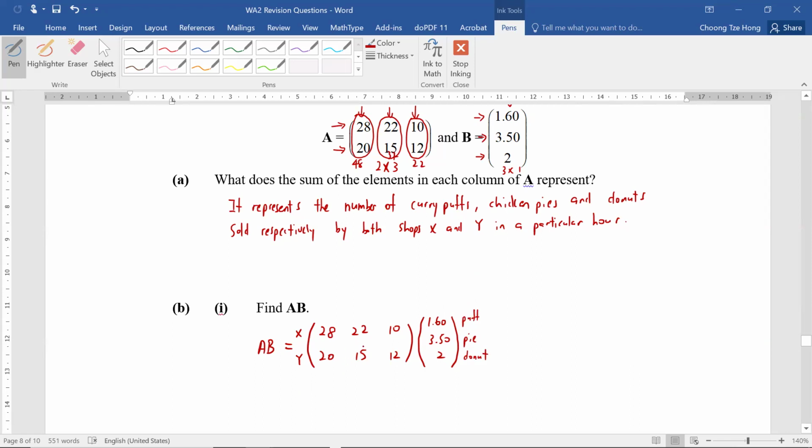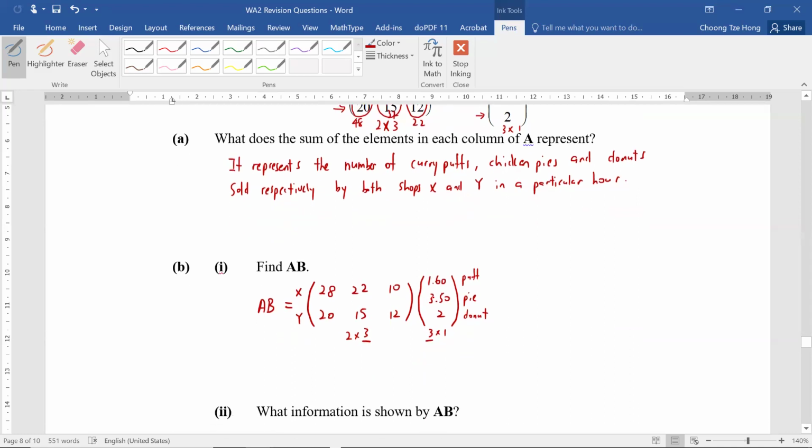Before you do, it's important to check whether this can be multiplied or not. This is a 2 by 3, and this is a 3 by 1. As long as the center two numbers are the same, meaning the number of columns in matrix A is equal to the number of rows in matrix B, then you can do the multiplication. When we multiply out, we should be expecting a 2 by 1 matrix. I'll do the working over here because I'm short of space. 2 by 1 means 2 rows and just 1 column.